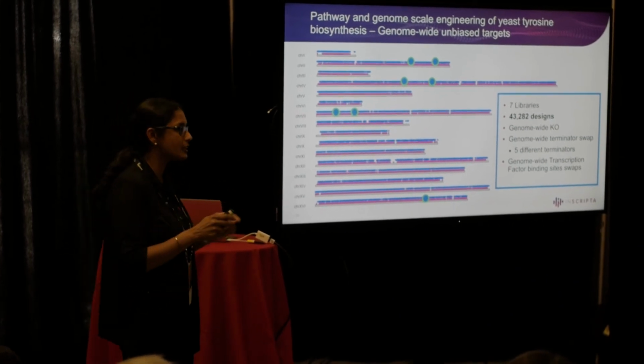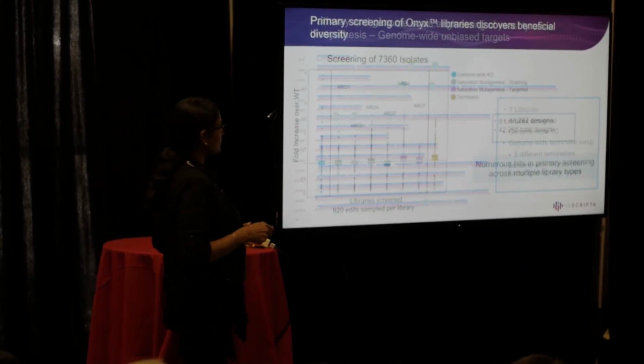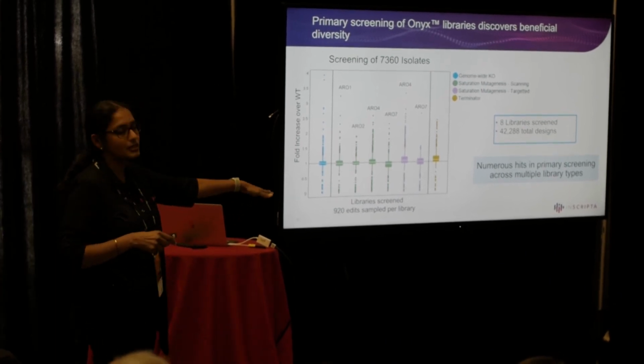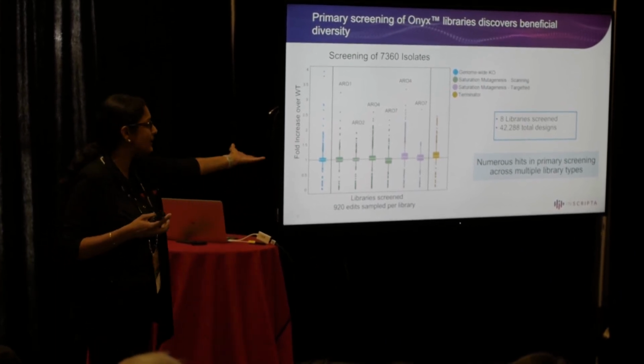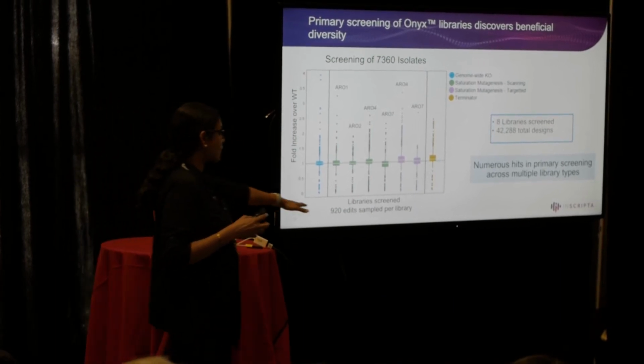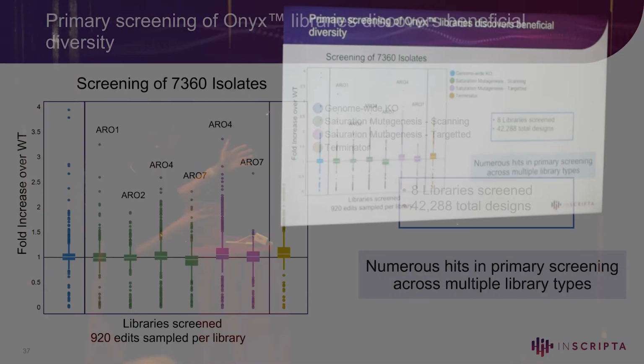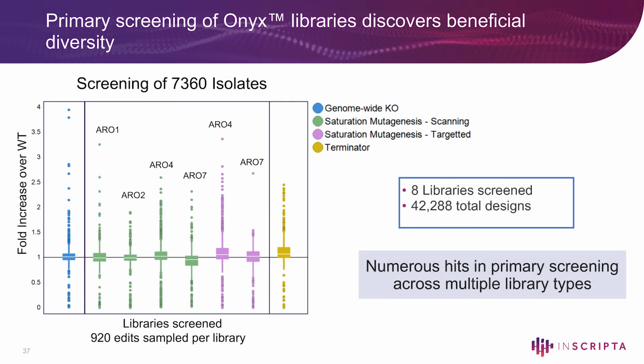So the point I want to make here is, yes, this is a large number. How are we going to phenotype this? Remember, I told you about the shallow sampling. So what you see here is just 1,000 edits sampled per library. It's only 8 libraries we've looked at. 42,000 total designs are in these libraries, and 1,000 edits sampled in isolates. This is not a pooled screen. This is in isolates. And you can see the libraries on the x-axis and the fold increase over wild type of tyrosine on the y-axis, and the different libraries marked in different colors.